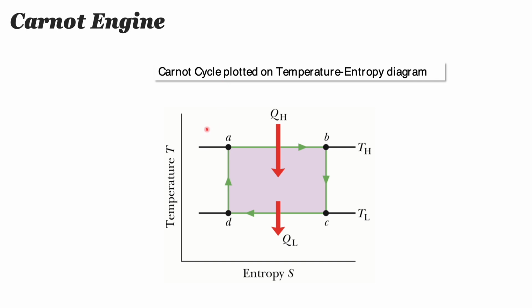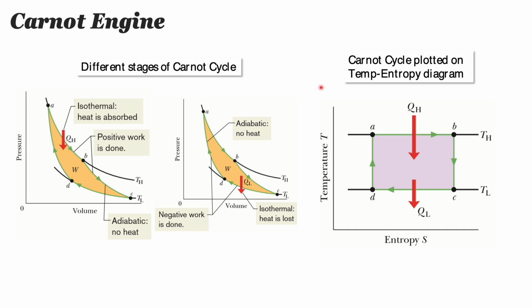The Carnot cycle can be plotted on a temperature-entropy curve like this. During the process of moving from state A to state B, we can observe it in a better way having both graphs together. Here the Carnot cycle is plotted on a temperature-entropy diagram. This is temperature, and on the x-axis is entropy. During the process of going from A to B, the heat was absorbed and the temperature was maintained along this black line.